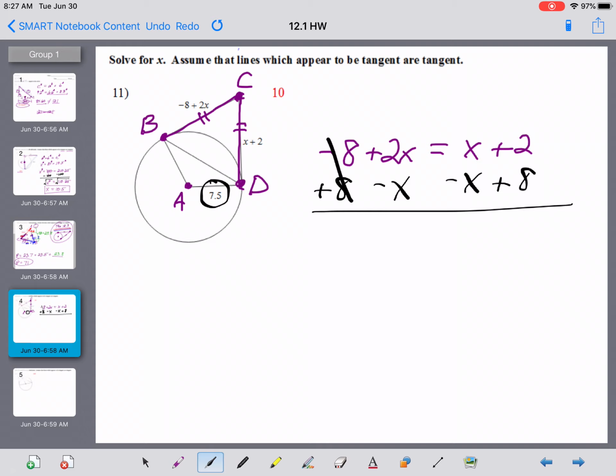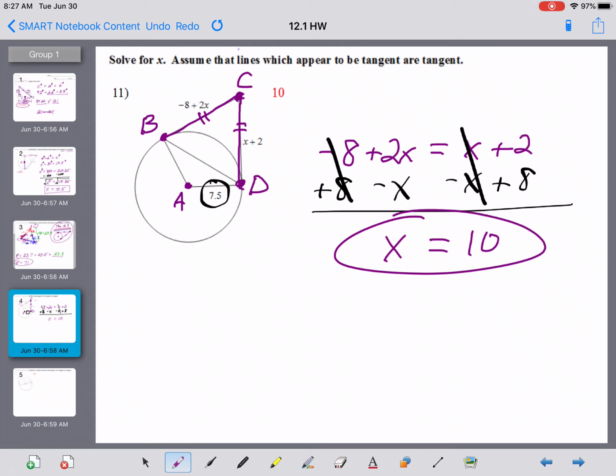Those terms are going to cancel. Those terms are going to cancel. 2x minus x is just 1x. And on the right side, 2 plus 8 is going to get us 10. That's the value of x, everybody.